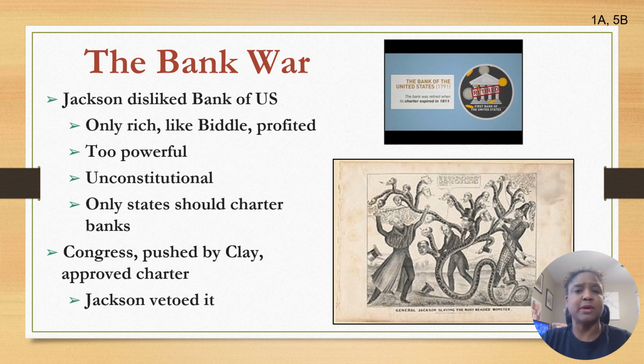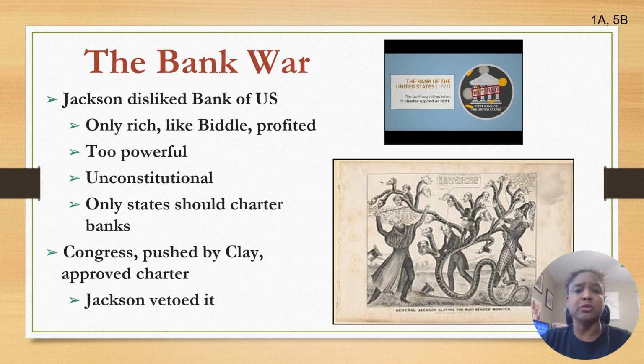Jackson said that it was run by private bankers, men with special privilege who benefited financially from it. He especially disliked Nicholas Biddle, who was the president of the bank since 1823. Biddle came from a wealthy Philadelphia family and he was well qualified to run the bank.